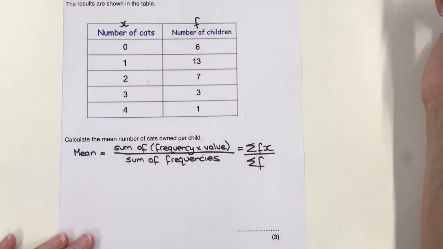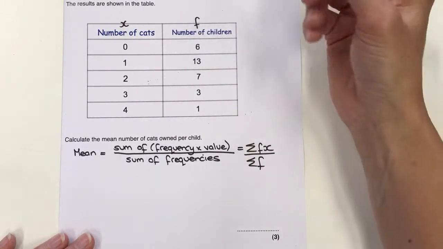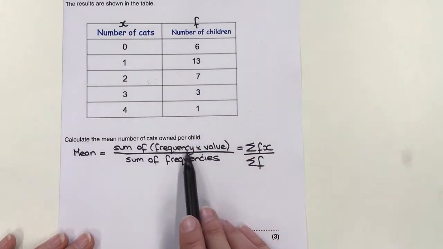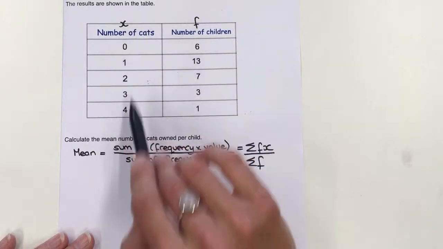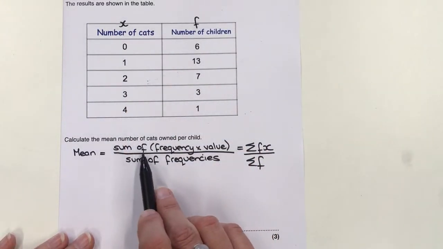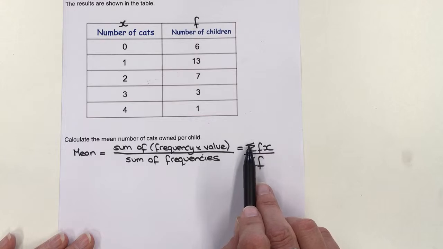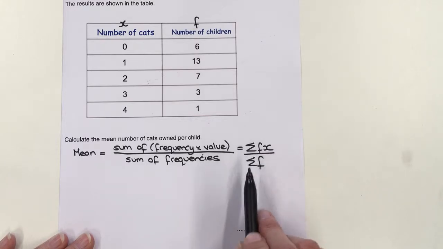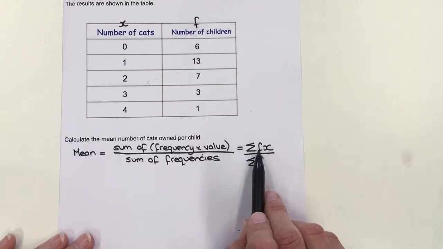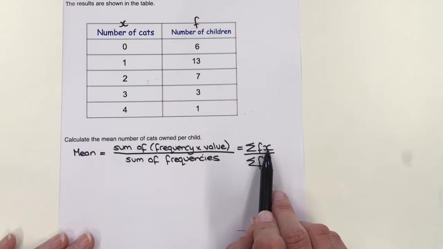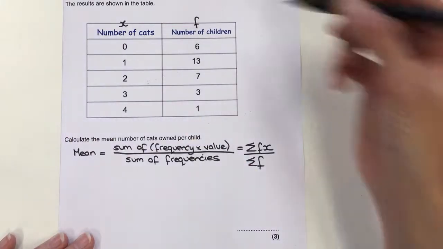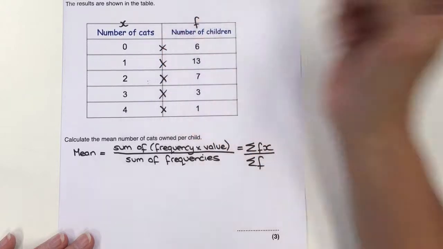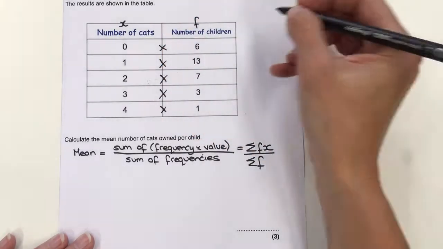Okay, so the mean is the sum of the frequency multiplied by the value, so the number of cats. We represent the sum by this symbol here, which looks a bit like an E, but it represents sum. So it's the sum of the frequency multiplied by, in this case, the number of cats. So the first thing we are going to do is multiply the 2 columns together.